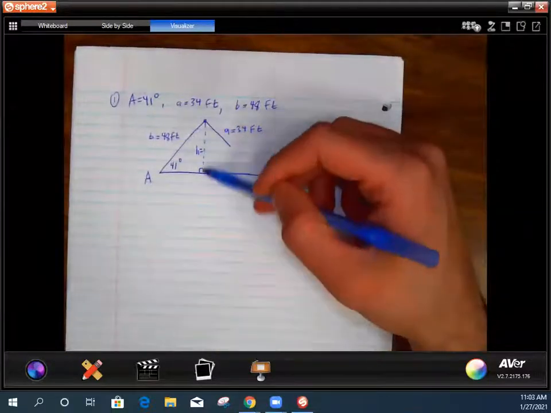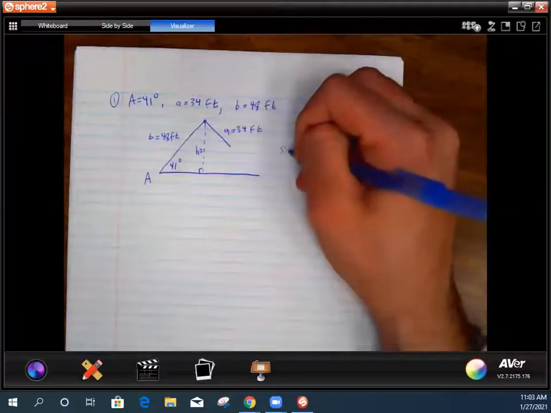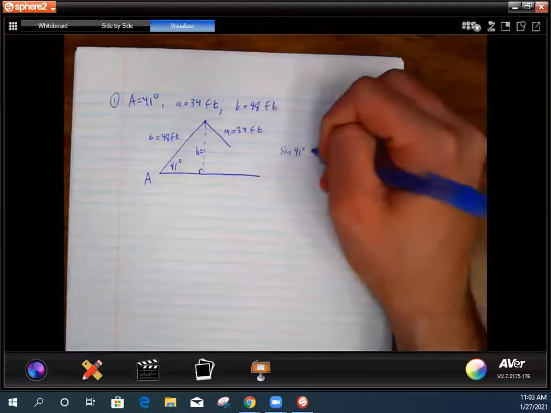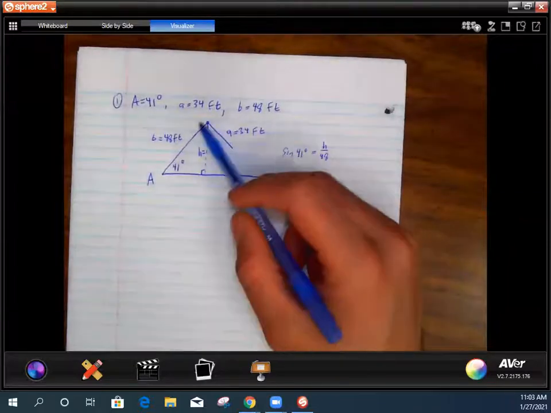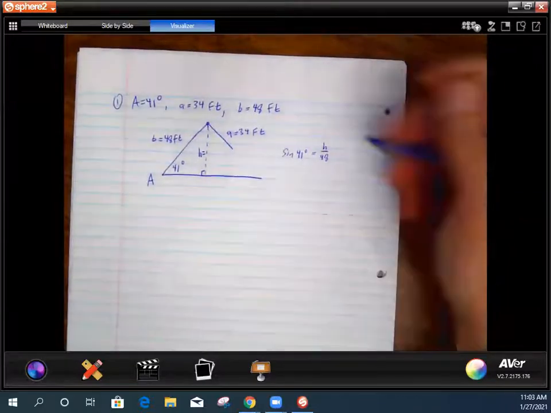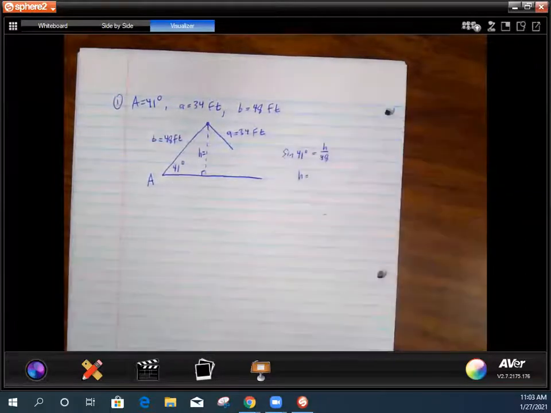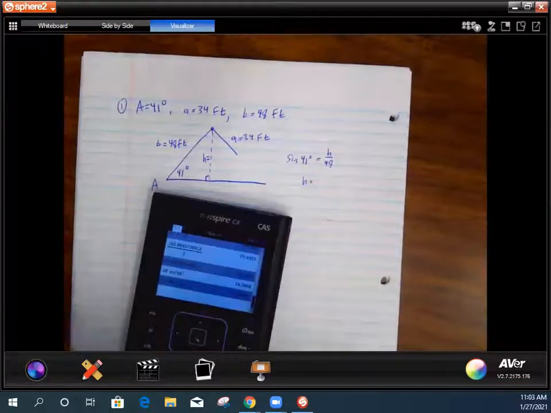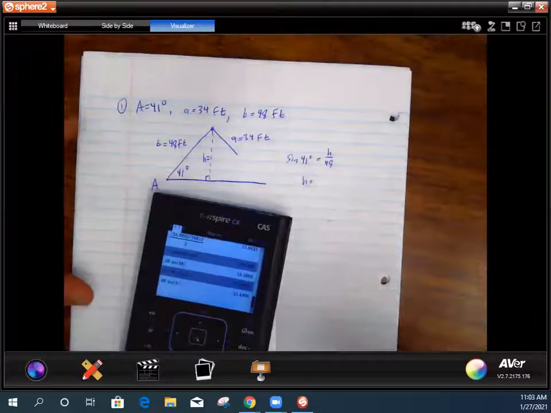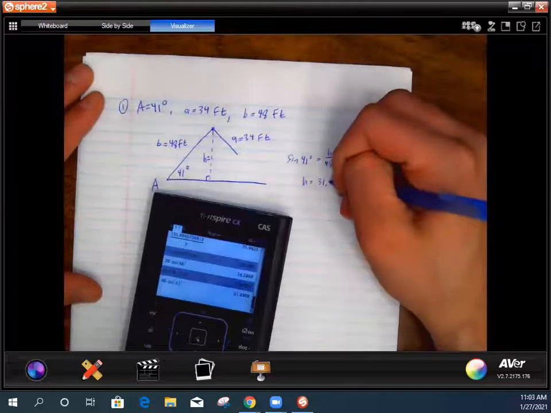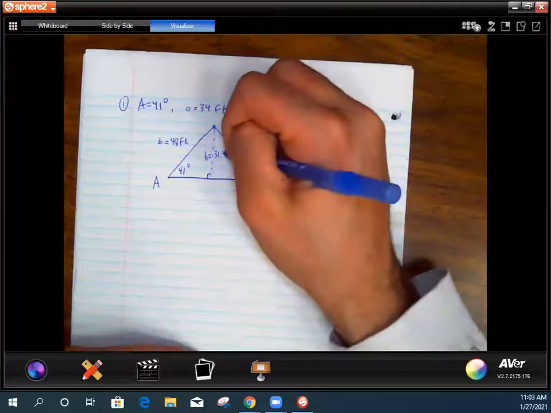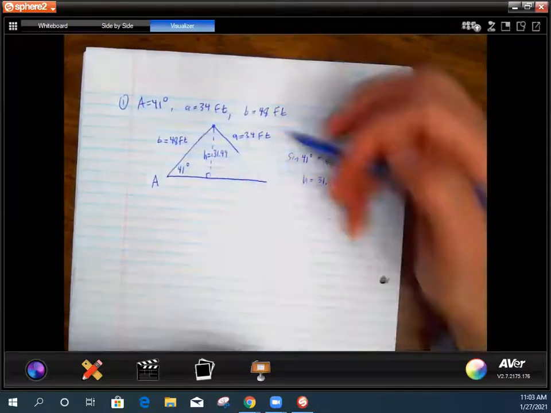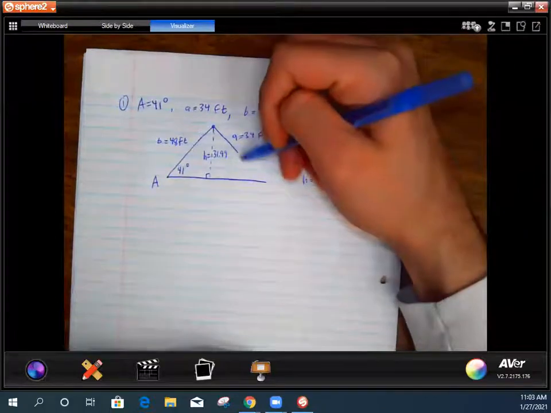So I drew this perpendicular line here, and I'm going to do the sine of 41 is equal to h over 48 by using this right triangle right here to find this perpendicular length. So I'm going to cross multiply to find height, and that would be 48 times the sine of 41, and I get 31.49, which means that this side here is going to be long enough to reach the opposite side.